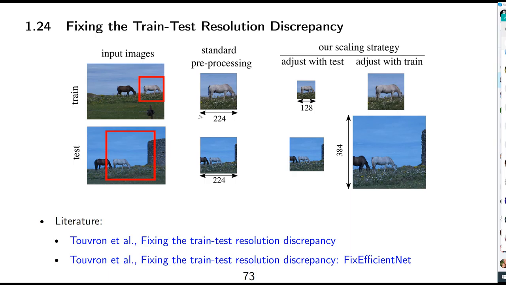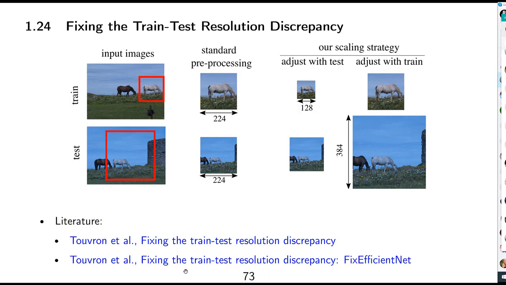Now, we're going to discuss something that is maybe more like a training recipe rather than an architecture detail, but nevertheless, I decided to put it at the end of this lecture. The idea is called fixing the train test resolution discrepancy. There are two papers to go with this. The first paper, fixing the train test resolution discrepancy, discusses the general idea, and the second paper shows how to apply the idea to EfficientNet.